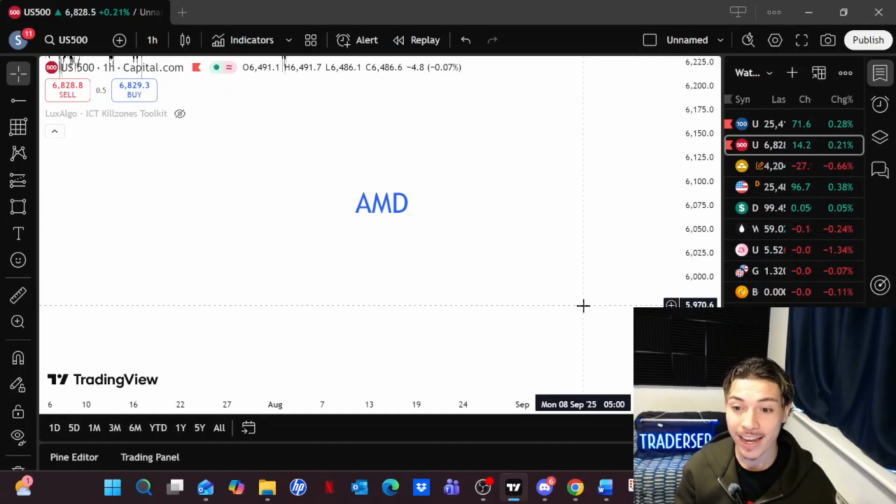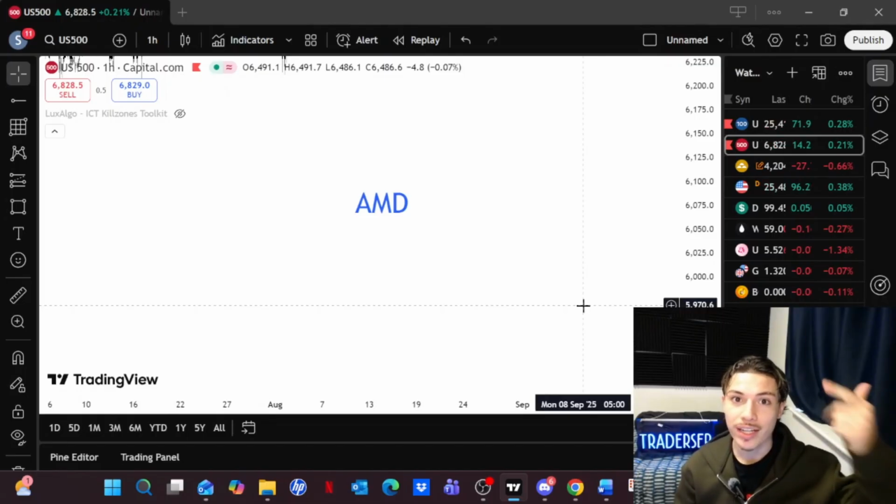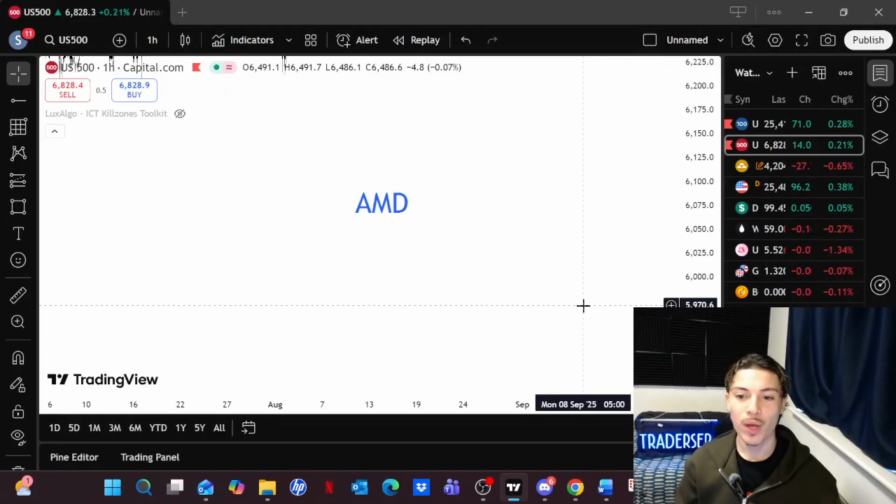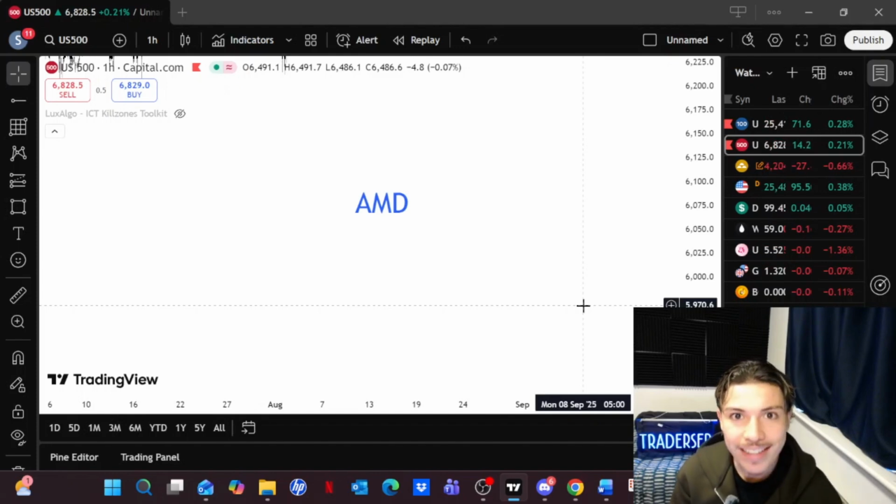And this right here is called AMD or PO3: accumulation, manipulation, distribution, or power of three. Now, what we're going to go through is how to use this on the higher time frames, how to use this on the lower time frames, how to identify it correctly, and how to maximize and make the most out of it, and obviously make a ridiculous amount of money. So let's get right into it.